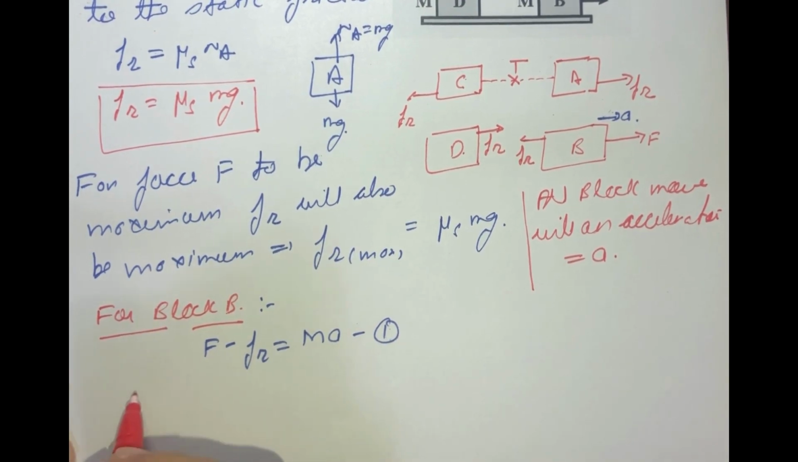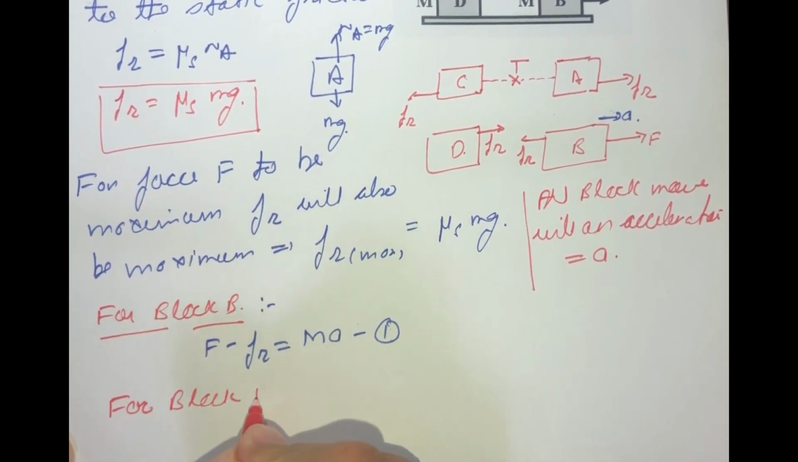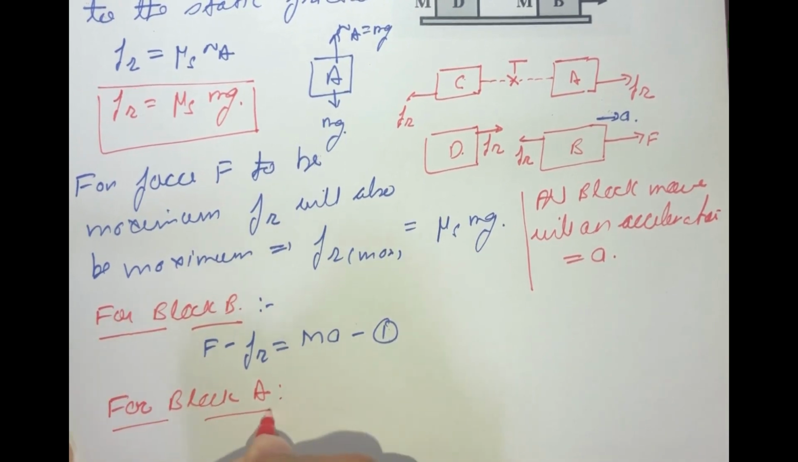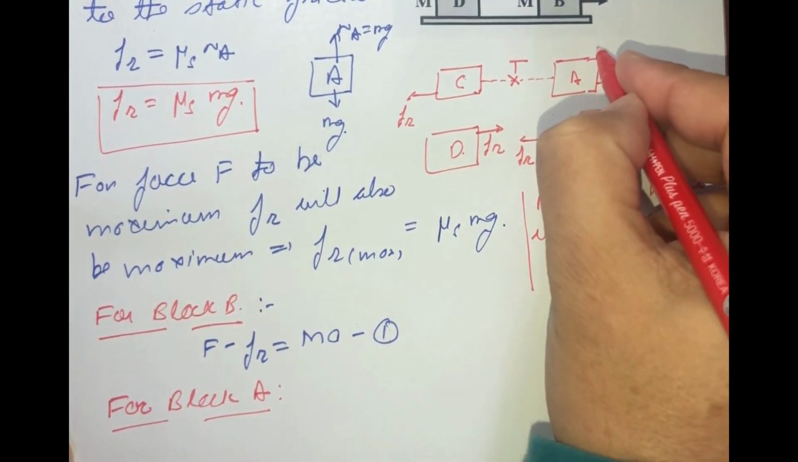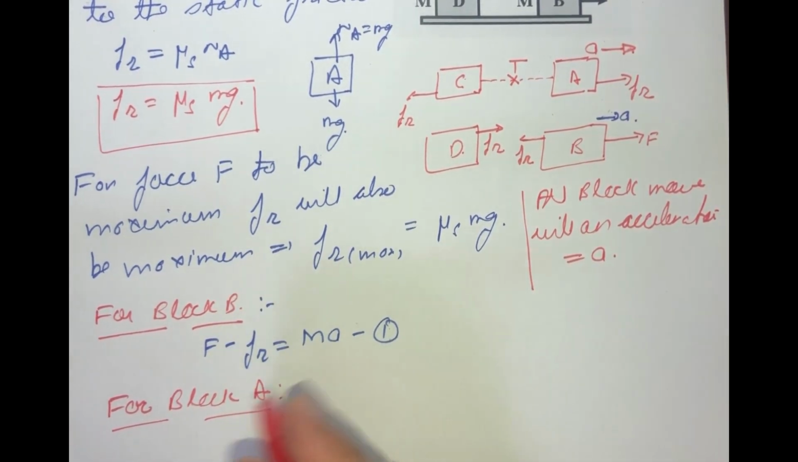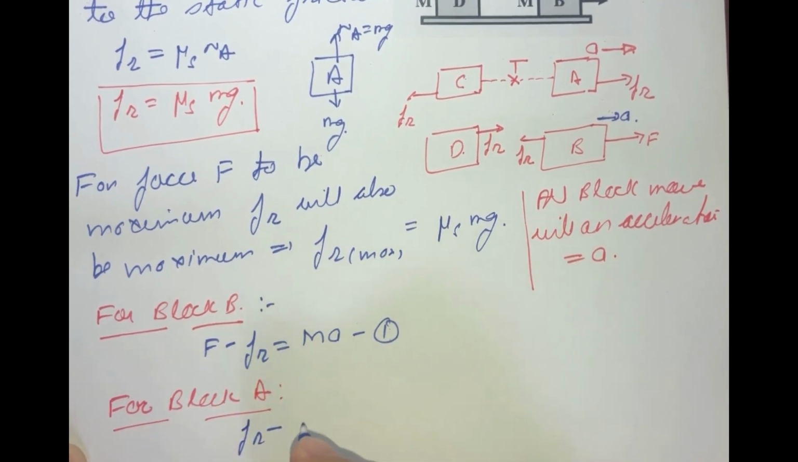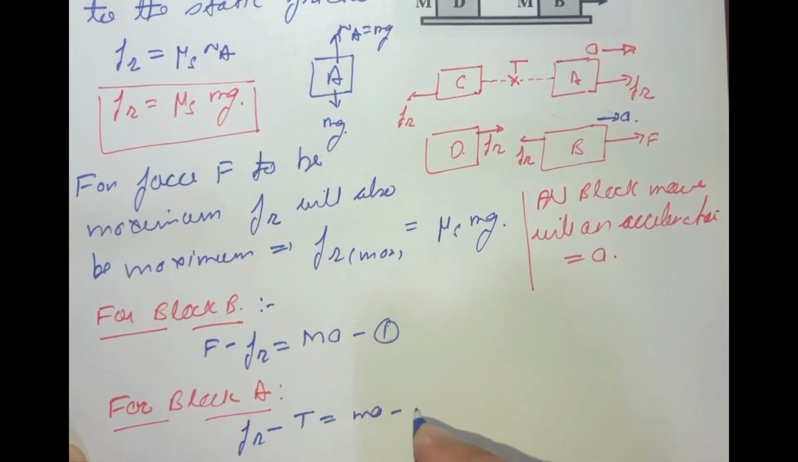And similarly, we can now write for block A. Block A is also moving towards the right with acceleration a, and you can say Fr minus tension T will be equal to ma. Let us call this equation number 2.